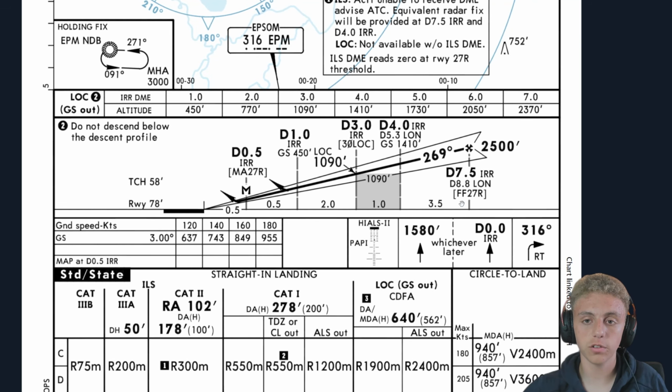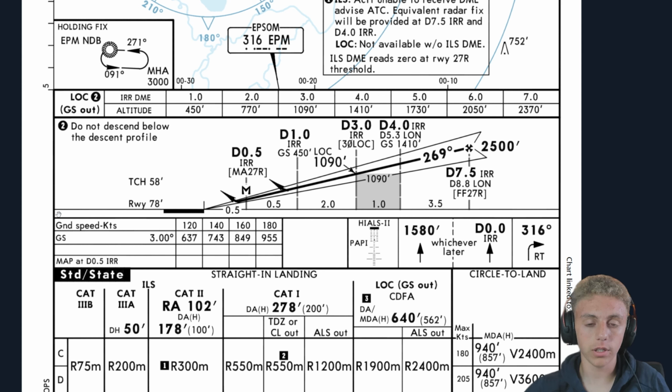Over here you have the distance between each one of these, and over here you have altitudes for where you should be. So for example, at 3 nautical miles you should be at 1,090 feet. You will start your descent at 2,500 feet, DME 7.5, which is also 8.8 nautical miles away from London.